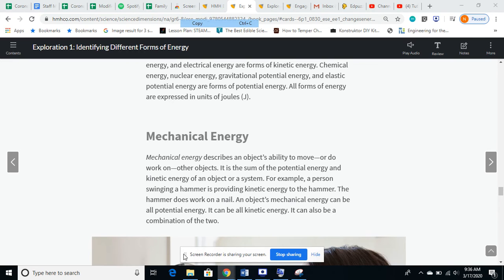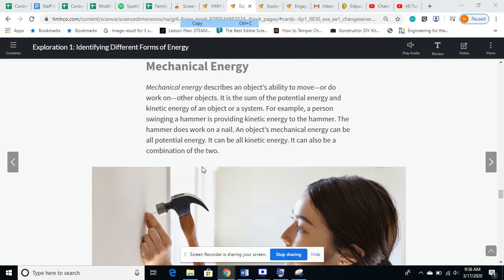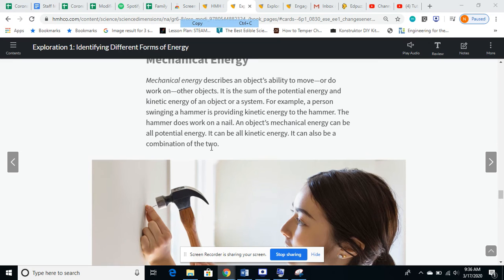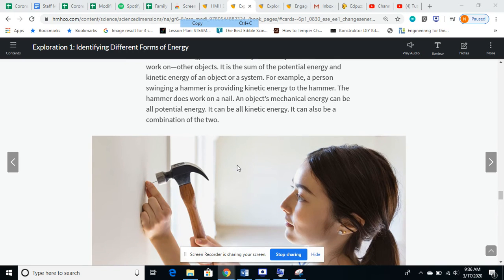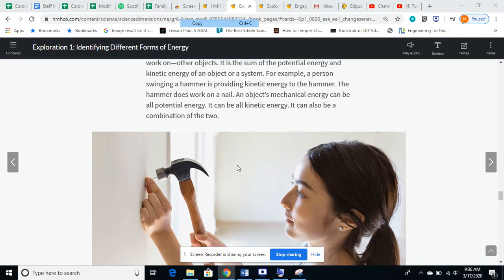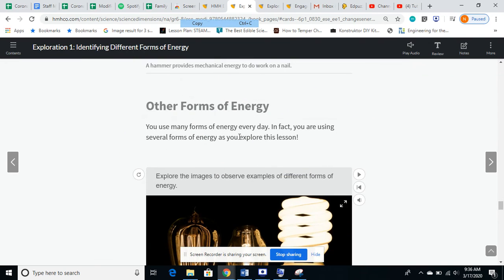Mechanical energy is described as an object's ability to move or do work on other objects. It is the sum of the potential energy and kinetic energy of an object or a system. For example, a person swinging a hammer is providing kinetic energy to the hammer. The hammer does work on a nail. An object's mechanical energy can be all potential energy. It can also be all kinetic energy. It can also be a combination of the two. So mechanical energy is you just add the potential and kinetic energy.